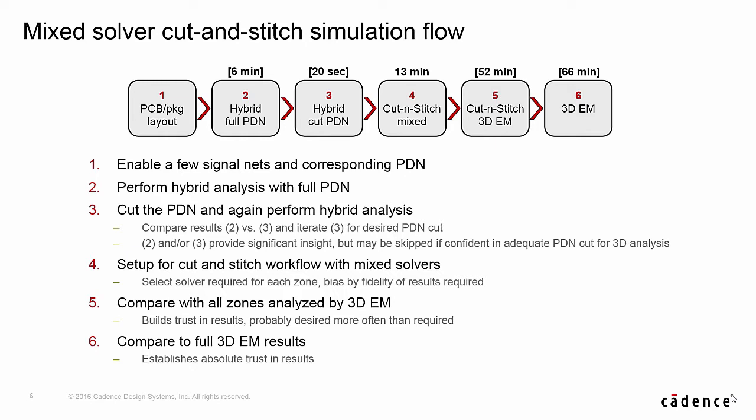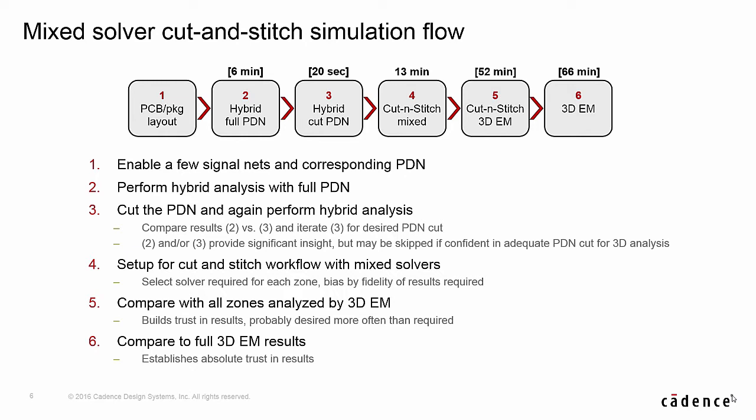If these results compare well, then you're certain you haven't excluded PDN effects, such as a resonance, or that you haven't cut away too much of the design to get good local simulation results. Step 4. Perform a mixed solver cut and stitch simulation. Define zones to partition 3D versus uniform routing areas. Then select the appropriate solver for each zone and launch the simulation.